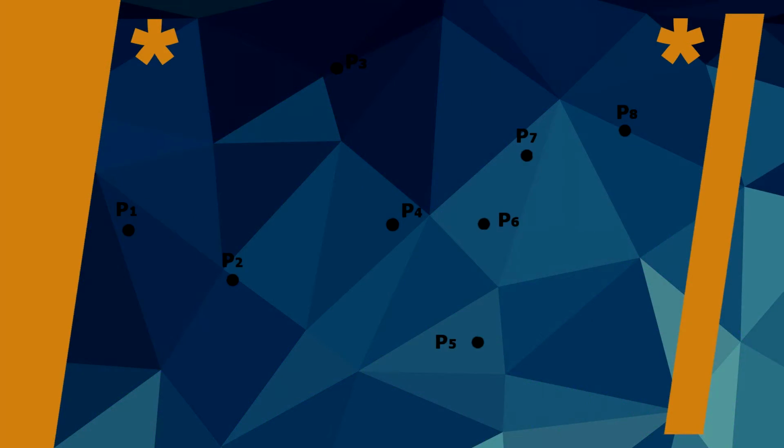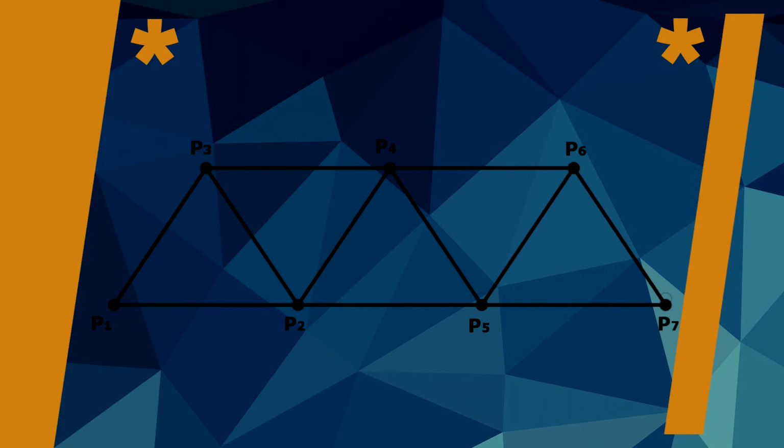So that's it for all the primitive types. You have point lists, line strips, triangle lists, and triangle strips. And with these we can make everything we see in a 3D graphics engine today.